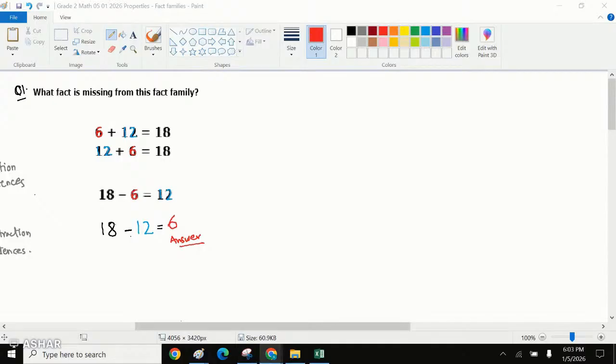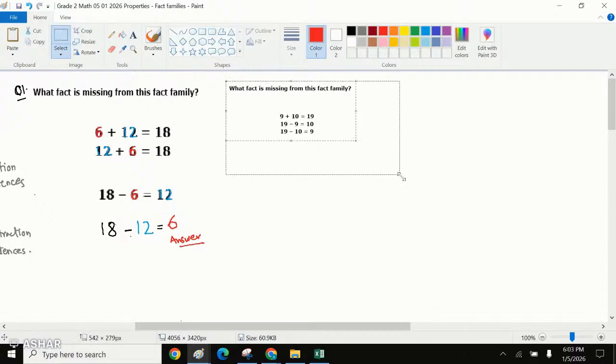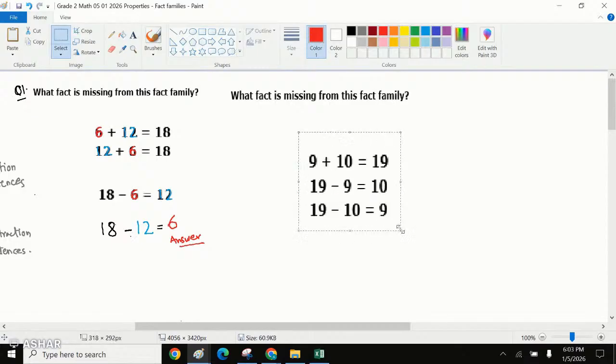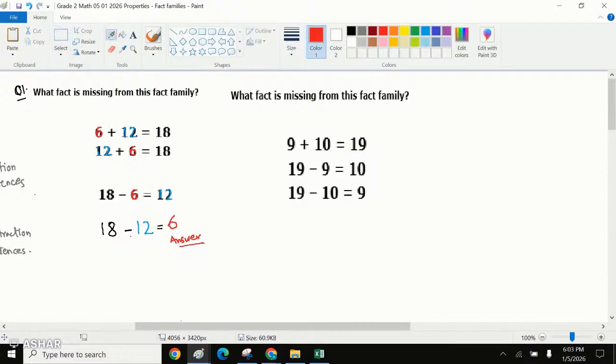Okay, for question number 2, it says, what is missing in the fact family? Let's find the numbers which are missing here. So we can see one of the additions is given, right? This was 9 plus 10 was 19.